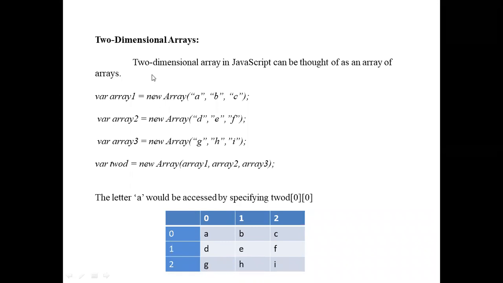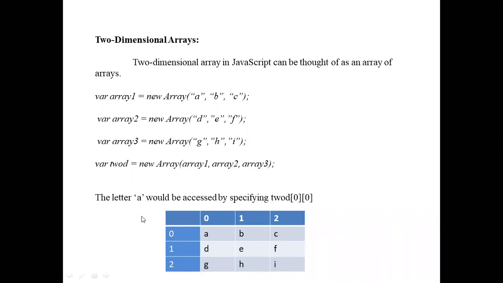Once again I repeat, a two-dimensional array in JavaScript is an array of arrays. In this example it is a 3 by 3 two-dimensional array. If you want to access the element A, that is accessed by specifying 2D of 0 0. Element B is 2D of 0 1. So the indices are 0 0, 0 1, 0 2 and 1 0, 1 1, 1 2. Next, 2 0, 2 1, 2 2 are the indices.